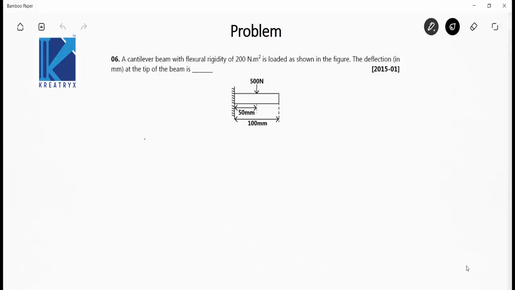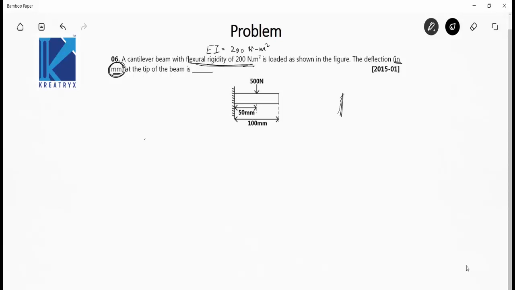A cantilever beam with a flexural rigidity of 200 Newton meter square is loaded as shown in the figure. Flexural rigidity, that is EI, is equal to 200 Newton meter square. The deflection at the tip of the beam is, so you have to find the deflection at the free end in mm. Beware, you have to write the answer in mm, not in meters.